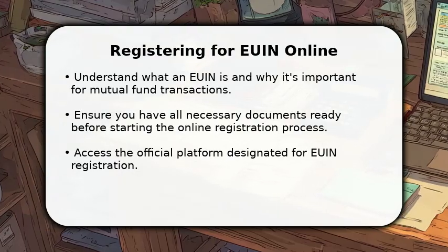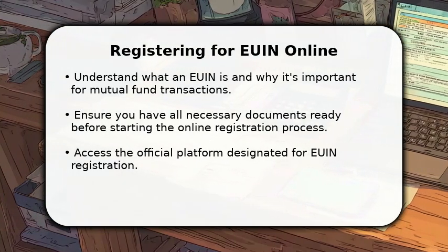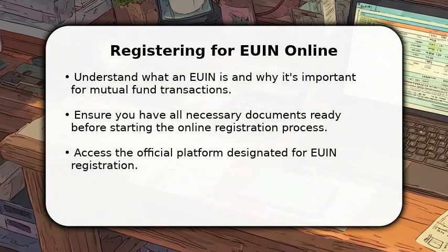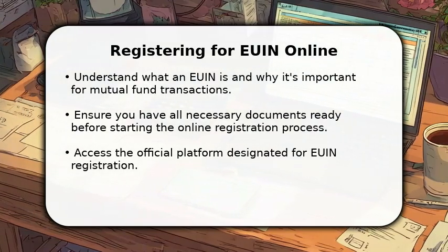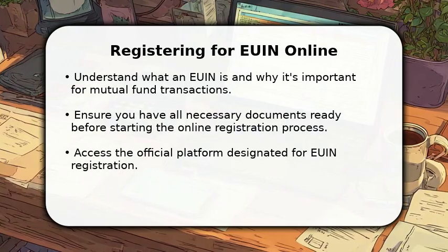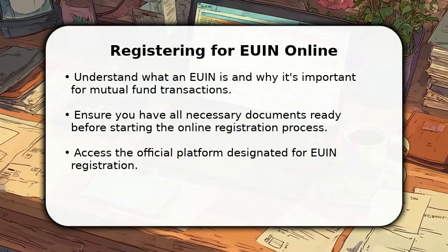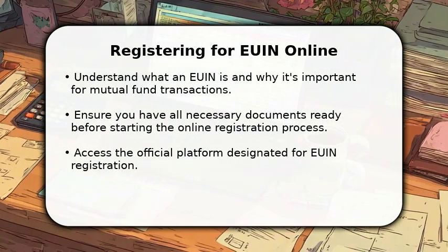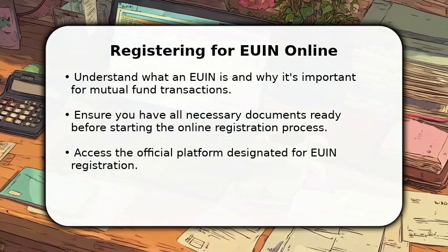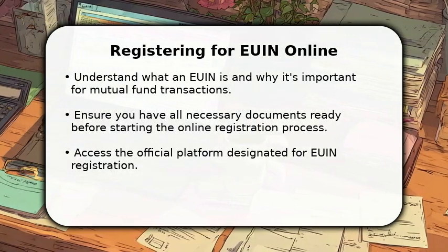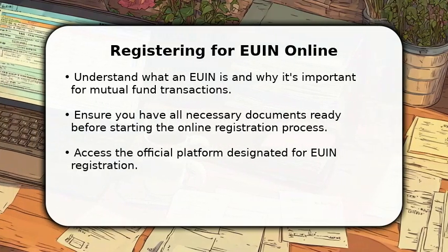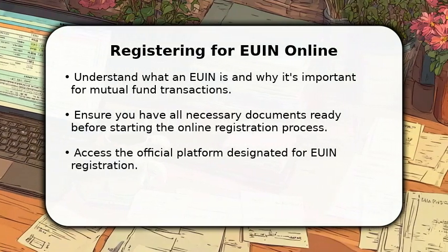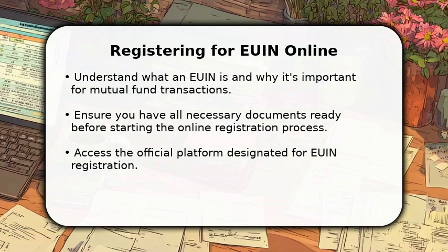In this video, I will explain how to register for EUIN online. First, understand that an EUIN, or Employee Unique Identification Number, is crucial for mutual fund transactions, ensuring proper attribution to the distributor. Before you begin, gather all necessary documents like your permanent account number and address proof. Then, navigate to the official online platform designated for EUIN registration to start your application process smoothly.